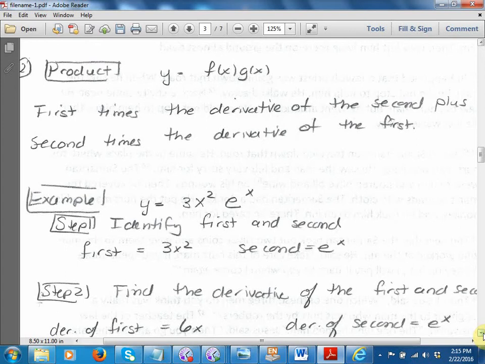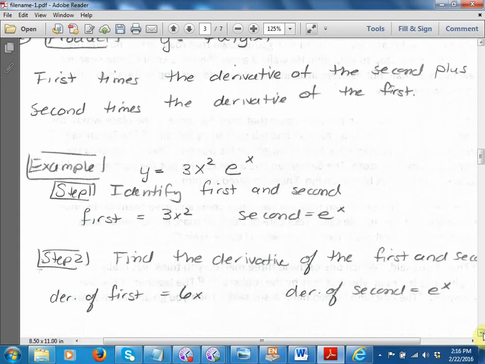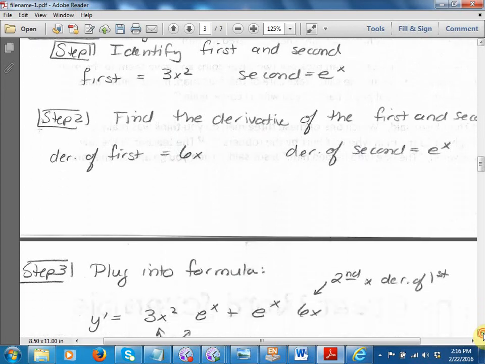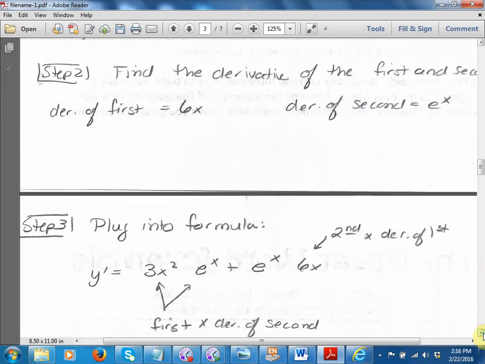But then what you would do is, in that case, you'd glom the first two together, and that would be your first, and then the second one would be the second, and then you would have a second product rule to do in the first when you take the derivative of the first. It's bookkeeping, but it's messy. So then the next step is find the derivative of the first and the derivative of the second, and then plug them into the formula. First times the derivative of the second plus second times the derivative of the first.